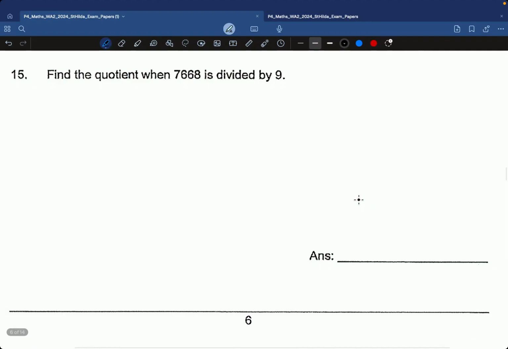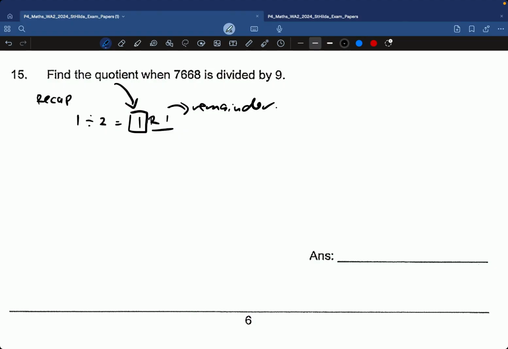Question 15. Find the quotient when 7668 is divided by 9. So what is a quotient? Quotient is basically, if I were to have a number, for example, 1 divided by 2, the answer should be 0 remainder 1. This is what we call the quotient, and R is basically the remainder. So just to give you a recap, I'll put a box over here.